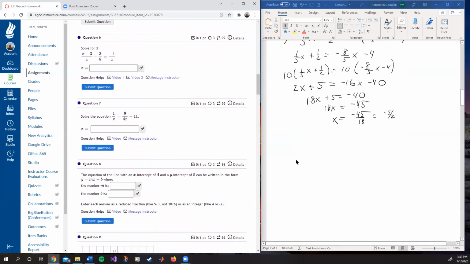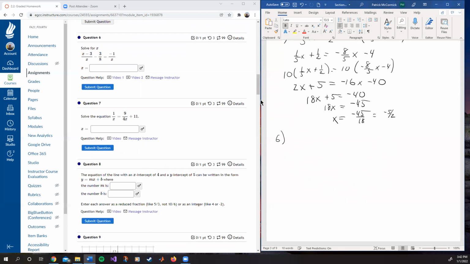Question 6. Knocking these out. So a little bit more exciting here. So this one here is the same type of problem, except now we have some variables in the denominator, but we don't care because we're going to treat these the exact same way. All right. We still want to clear the fractions. So now our least common multiple would be 8 times x. So we're going to multiply both sides by 8x. So x minus 3 over x minus 3/8, 8x times minus 1 over x.